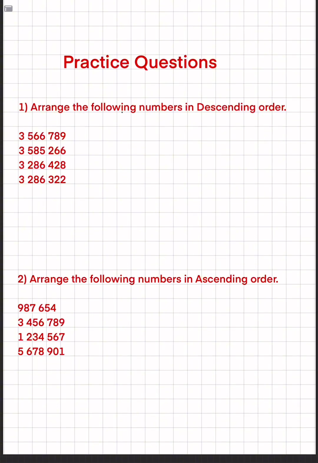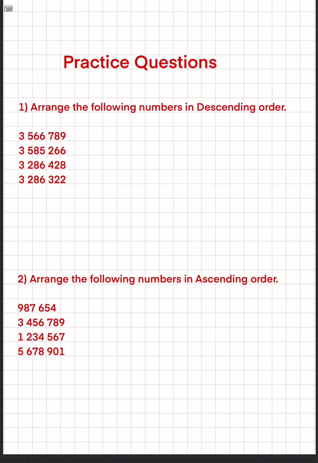Question 1 says arrange the following numbers in descending order. Descending means arranging the numbers from largest to smallest. All these numbers have the same number of digits, so we need to start comparing each digit starting from the left. We've got the same millions digit, so we can move on to the hundred thousands. We've got 500,000, 500,000, 200,000, and 200,000. 500,000 is greater than 200,000, so the largest number will be out of these two.